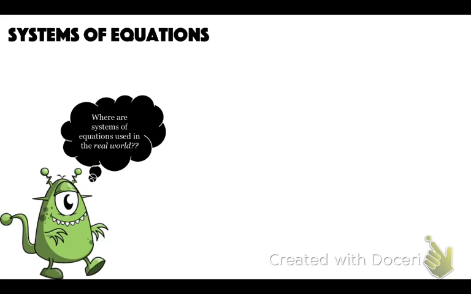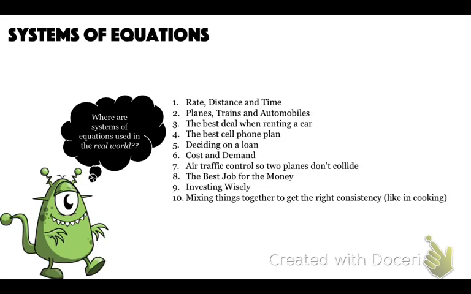So first, a question I get all the time: where is this used in the real world? Well, systems of equations are actually used a lot in the real world. They're used for rate, distance, and time, so you could figure out the optimal rate that you should go to get somewhere in a certain time. Planes, trains, and automobiles use systems all the time.